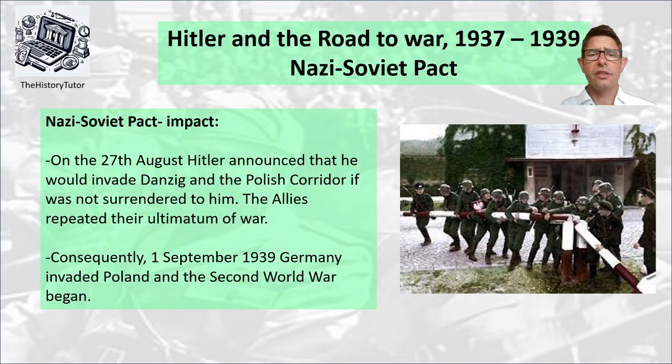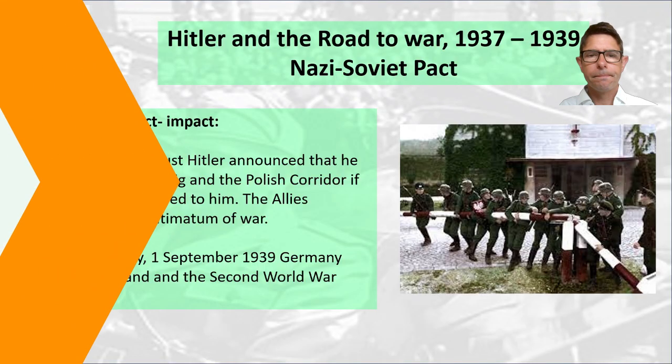So what was the impact of this Nazi-Soviet Pact? On the 27th of August, Hitler announced that he would invade Danzig and the Polish corridor if it was not surrendered to him. The Allies repeated their ultimatum for war. So consequently, Hitler, now having the confidence to invade, knowing Russia would not attack, invaded Poland on the 1st of September, and the Second World War began.